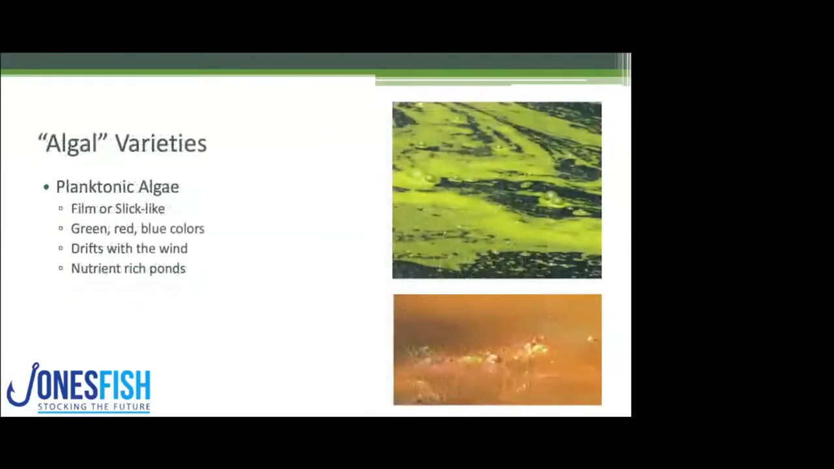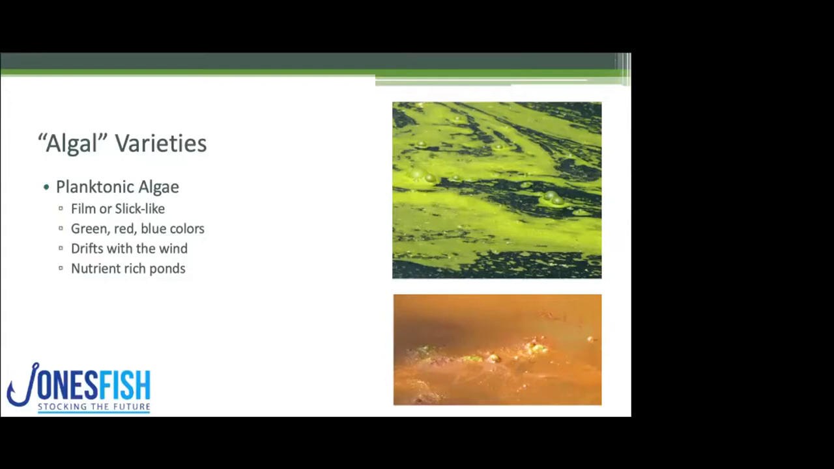Next species we see a lot, especially in this area and especially during the summertime, is going to be these planktonic algae blooms. I have algal in quotes there because it's technically not an algae growth. It's actually a type of cyanobacteria, colonial variety, where they form these big colonies of the cyanobacteria that will form these films over the surface.